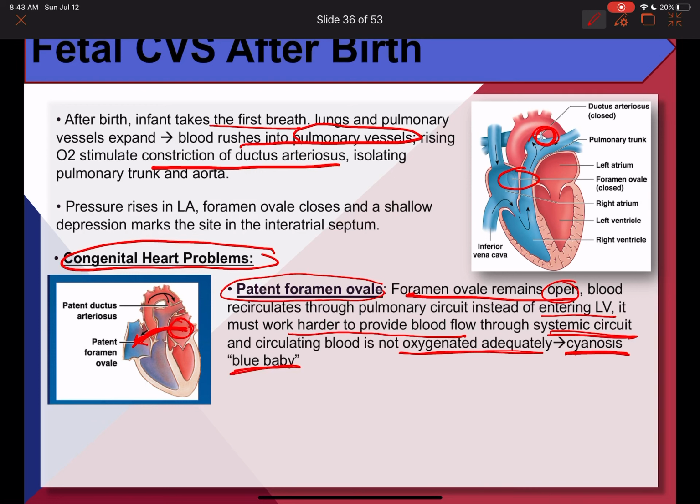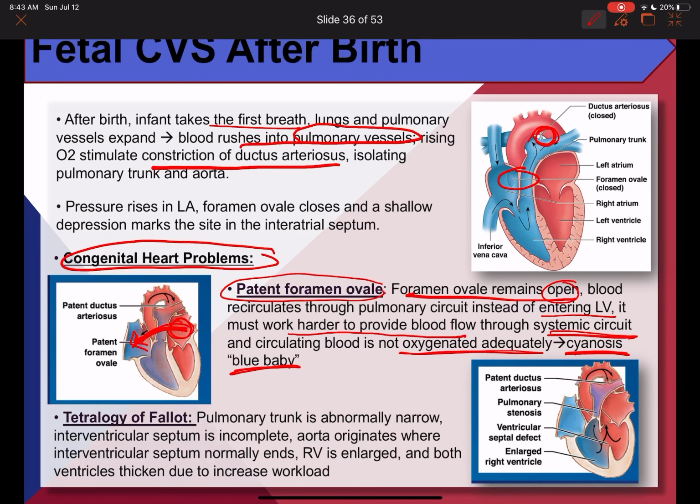And why blood flows in that direction is, remember that the left side is pushing at a much stronger pressure than your right ventricle. Because this is the side with the stronger pressure, that's why it will squeeze. Blood will go this way from the left atrium into the right atrium.